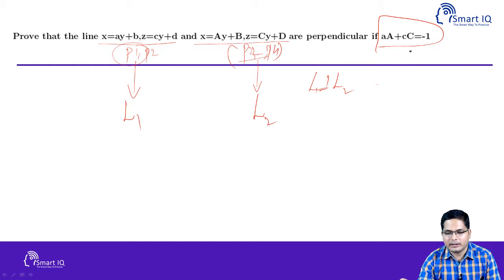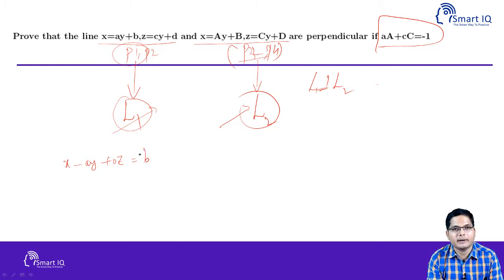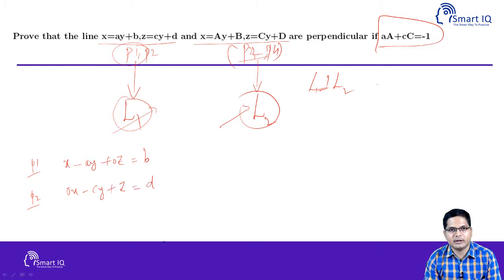We use the same method, but here there is no need to find the point. We are not interested in finding the point on line 1 and line 2. What is important? The direction of line 1 and the direction of line 2. So let us write the plane 1 and plane 2 equations in proper form. P1 is x minus ay plus 0z is equal to b, correct? And plane P2 is 0x minus cy plus z is equal to d. Why am I writing in this form? Can you guess? It is just because we are finding the normal vector for each plane.